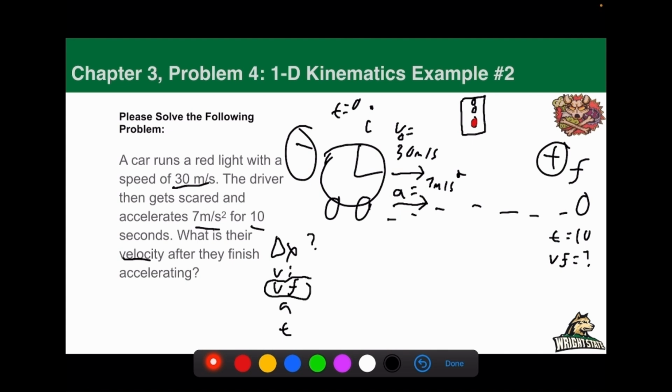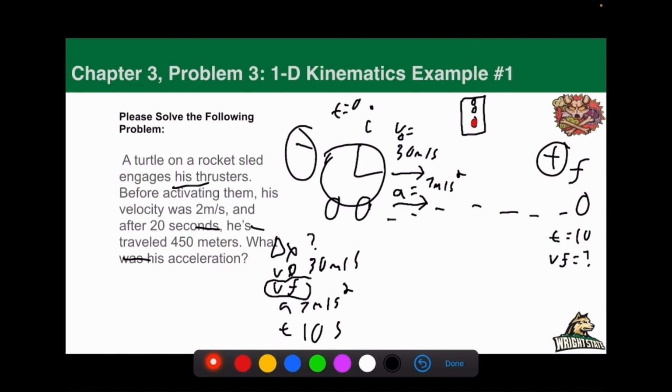Okay. Our initial velocity, or our v naught, is 30 meters per second. Our acceleration is 7 meters per second squared, and our time is 10 seconds. So we have everything except for a final velocity, which we're trying to find. And we are missing a delta x.